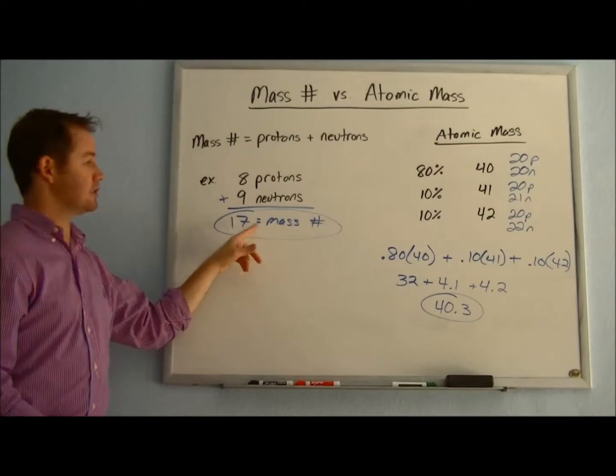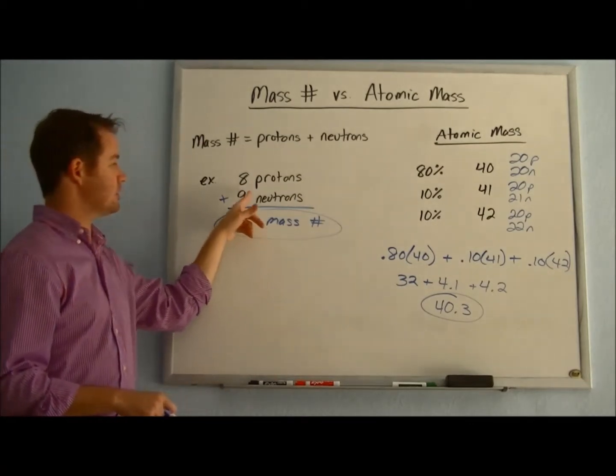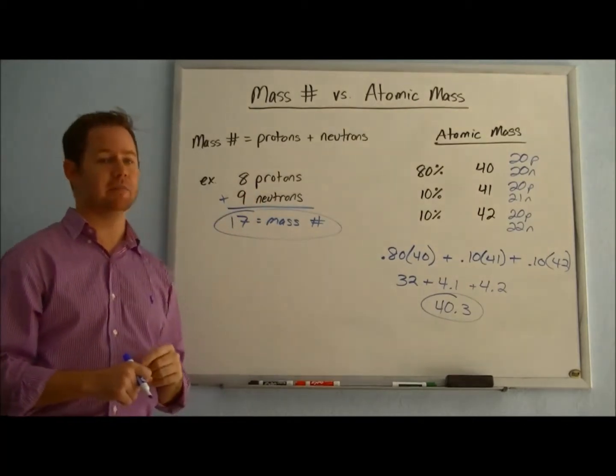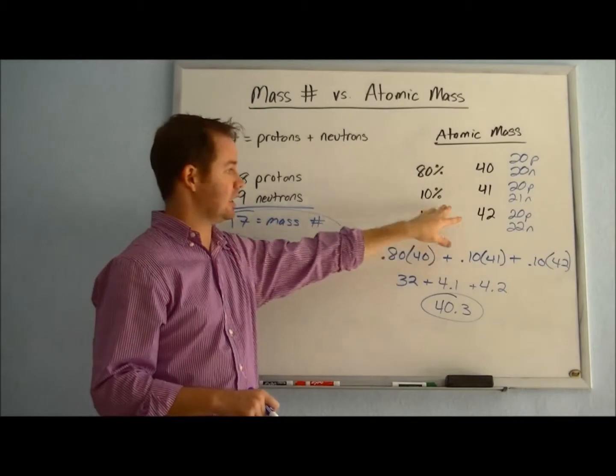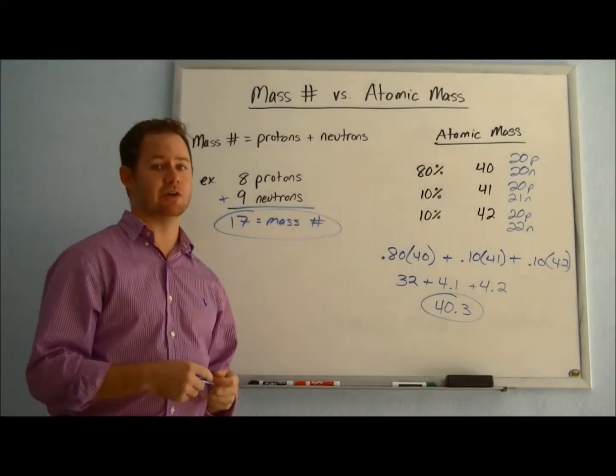Mass number, we can see, is a much easier calculation than atomic mass. For mass number, you're just adding up the protons and the neutrons in the nucleus of one particular atom. For atomic mass, you're calculating the average of all the naturally occurring isotopes of a particular element.